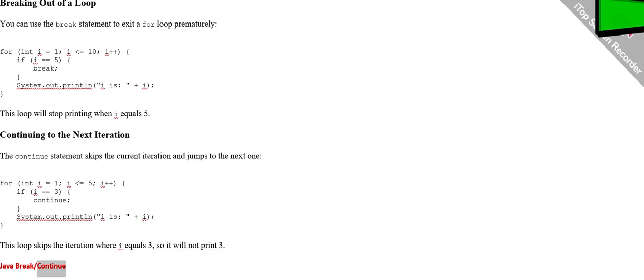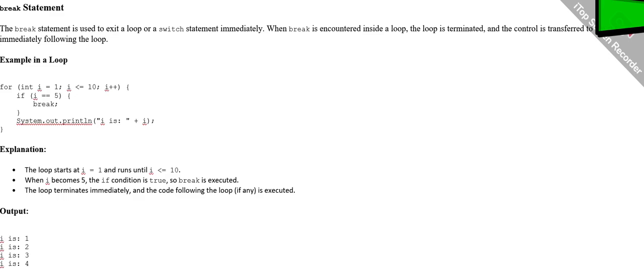Java break/continue. In Java, the break and continue statements are control flow statements that alter the normal flow of loops. These are often used to make loops more flexible by allowing the code to skip certain iterations or exit the loop early. The break statement is used to exit a loop or a switch statement immediately. When break is encountered inside a loop, the loop is terminated, and the control is transferred to the statement immediately following the loop.